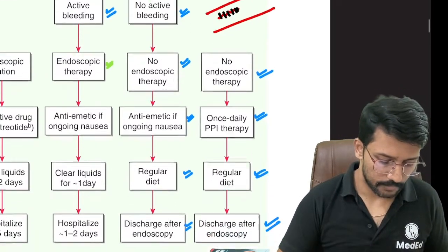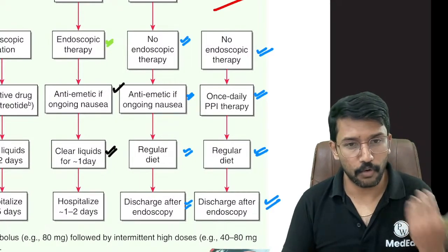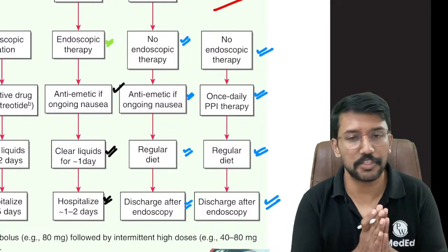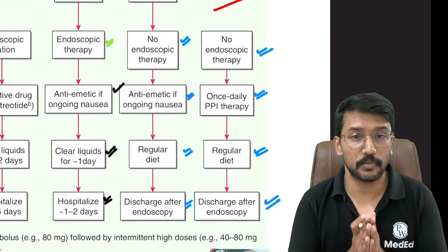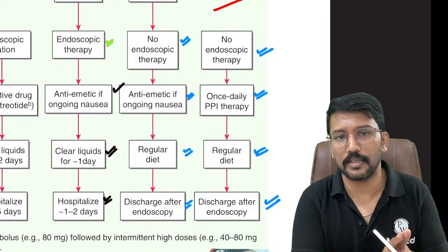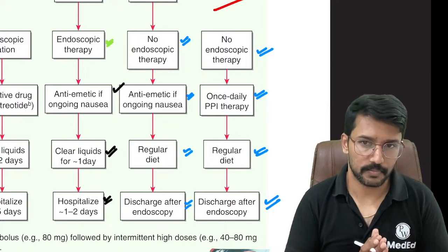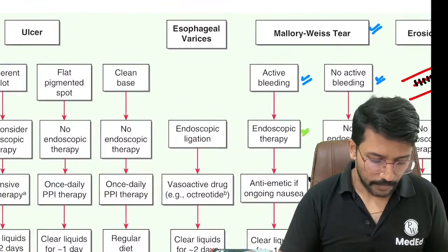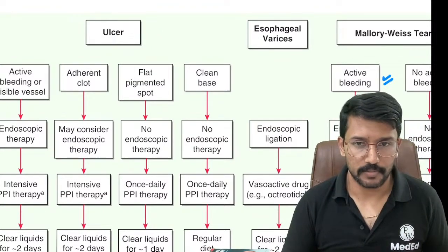After that, obviously, we will put the patient on an antiemetic. We'll ask him not to take any solid food for a day, and in such cases, we might have to hospitalize. So hospitalization in Mallory-Weiss tear is required for less than 5% of the patients. 95% of the patients who do not have active bleeding neither require an endoscopic intervention nor hospitalization. Okay. Then, if I have an ulcer, which as we know is the most common cause of upper GI bleed.